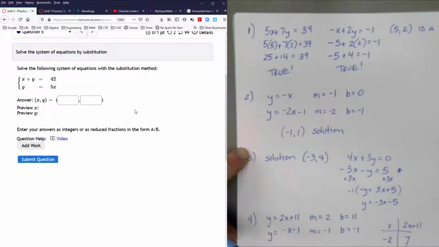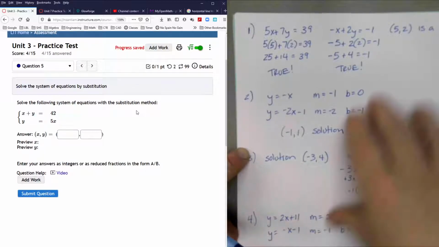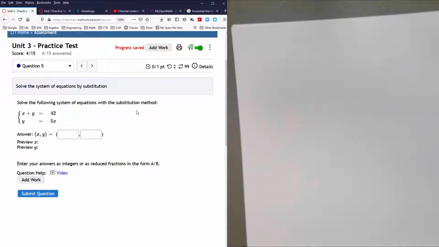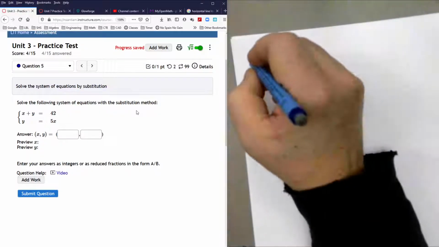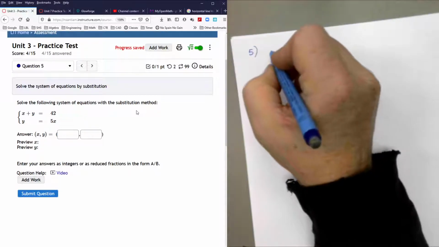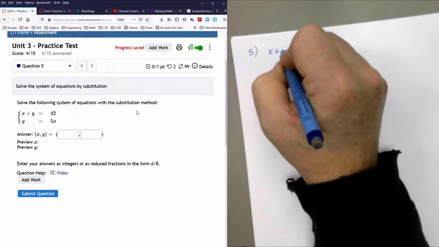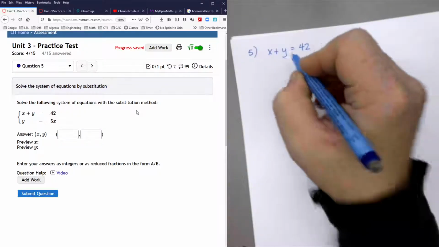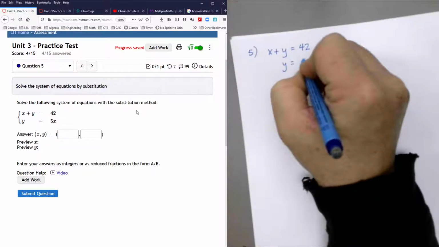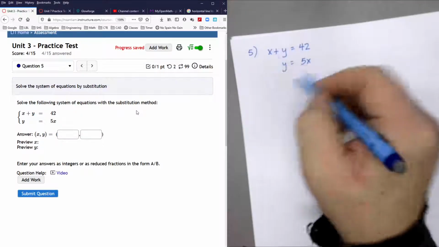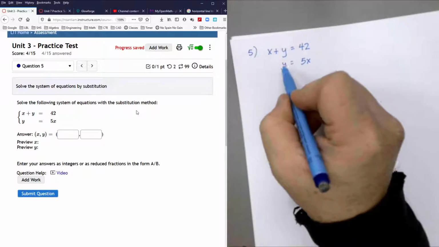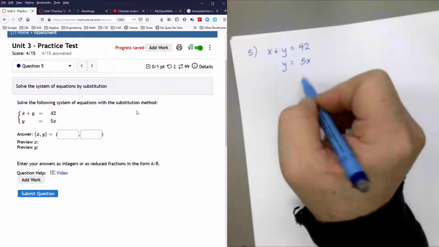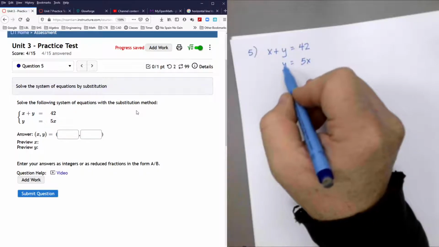So the next question, question number 5, asks you to solve using the substitution method. So it's asking you to demonstrate your knowledge of the substitution method. The substitution method means that I'm going to combine these two equations by putting one equation into the other equation. So I know that x plus y is going to equal 42, and they also tell me that y is equal to 5x. Now, when I'm doing the substitution method, I want to get one variable all by itself. And I've got that right here with this y equals 5x. This allows me to do that substitution.